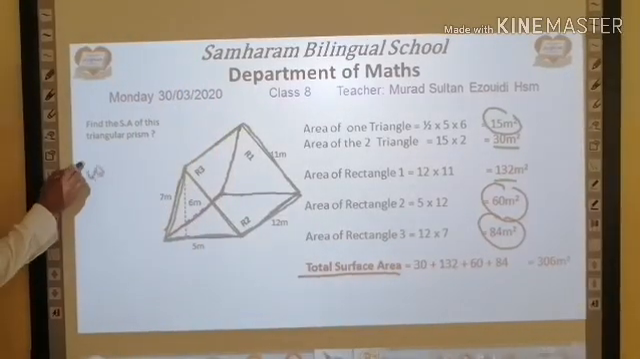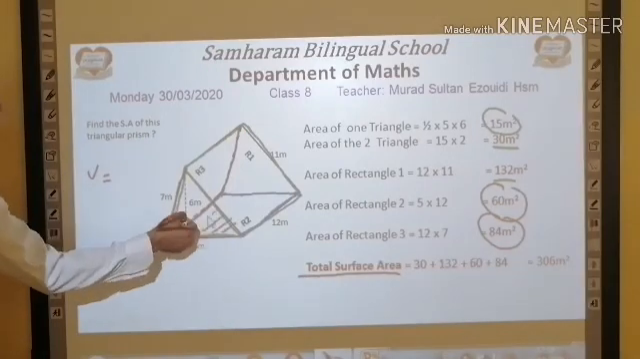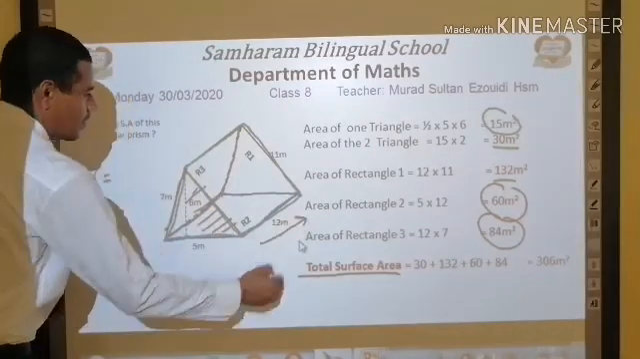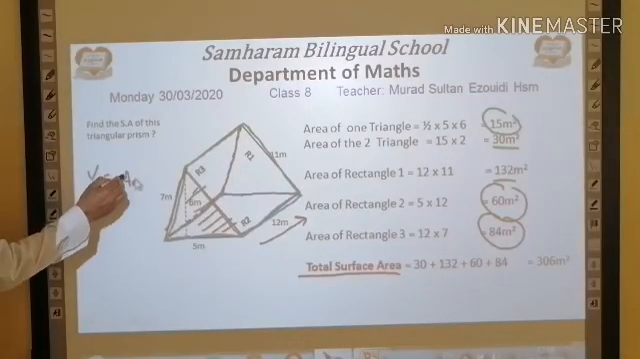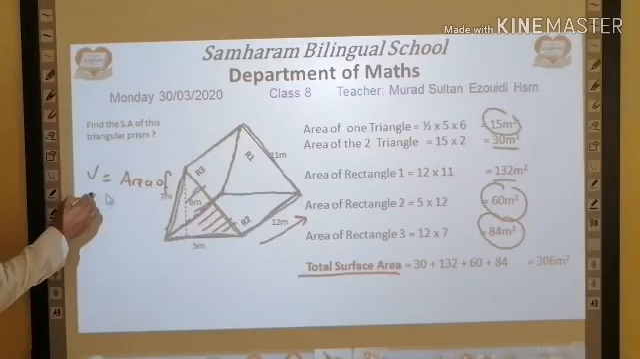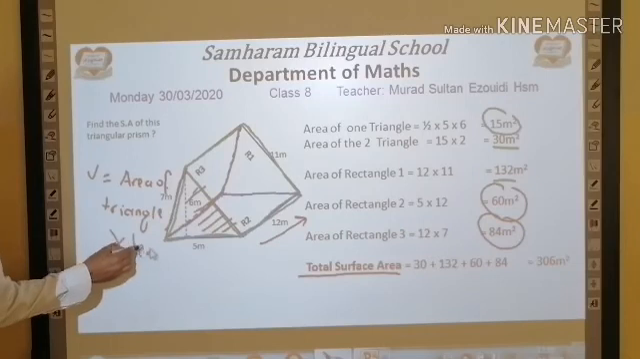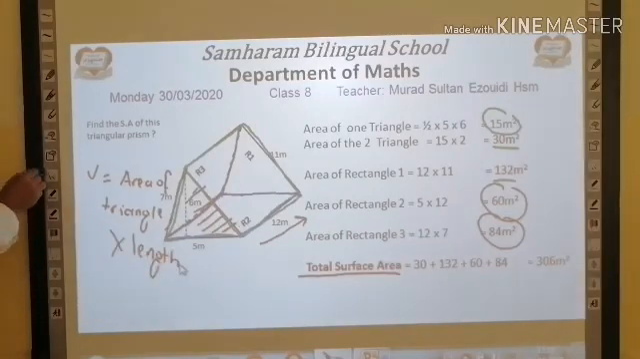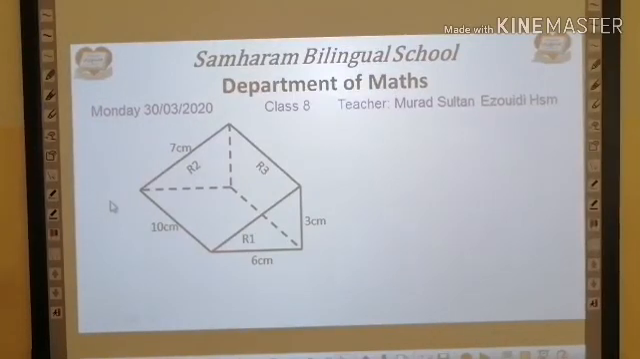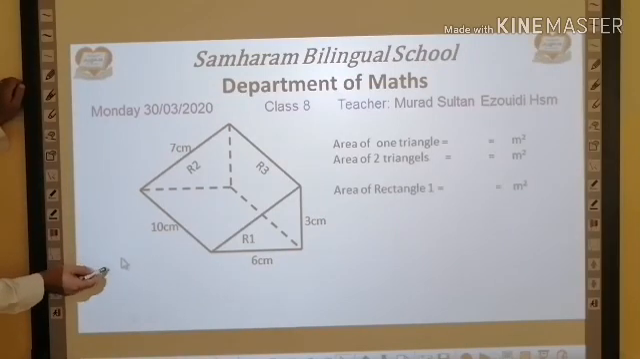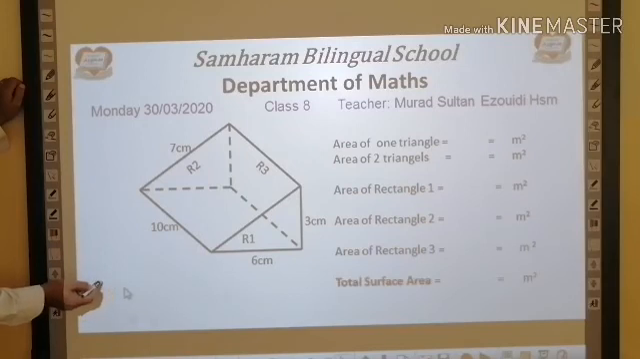About the volume, we told that volume is the area of this triangle multiplied by the length. Okay? So, area of triangle multiplied by the length. This is the formula. The next, here we have another triangular prism. The question is, try to find out the surface area.